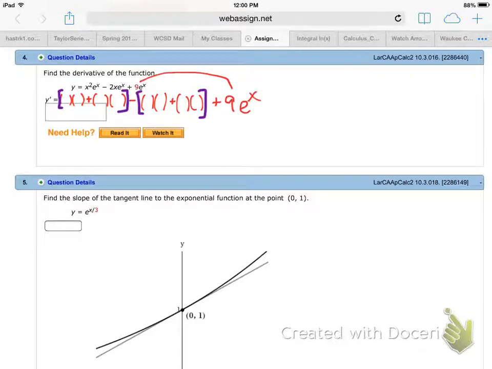And then of course derivative of 9 e to the x, derivative of e to the x is just e to the x. And the 9, the constant, stays. So there you have derivative of 9 e to the x is 9 e to the x. The product rule pieces, derivative of the first times the second unchanged plus the derivative of the second times the first unchanged. Derivative of e to the x is e to the x.